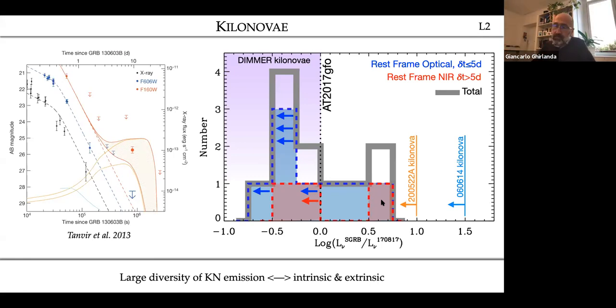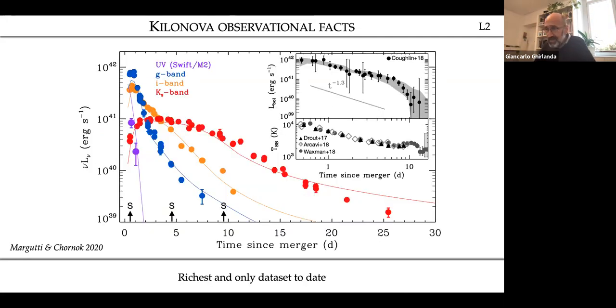Okay, so 170817, however, is the best kilonova we have so far, the only and best, with a really rich observational set of data. Probably the thing you know most is the fact that the kilonova was bright and fast evolving. Here you see the color evolution represented by 4 light curves, which sample the UV, the g band, the i band, and the K band.